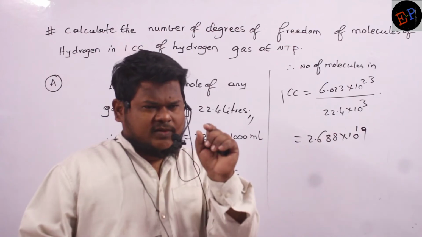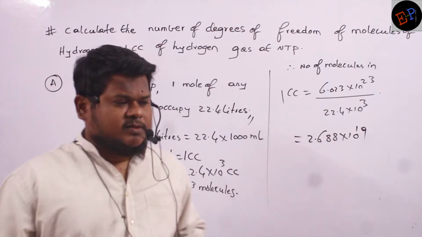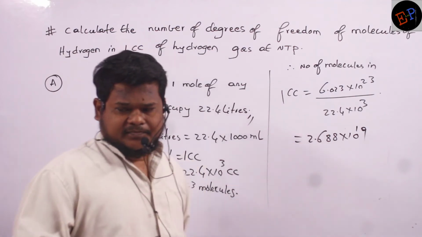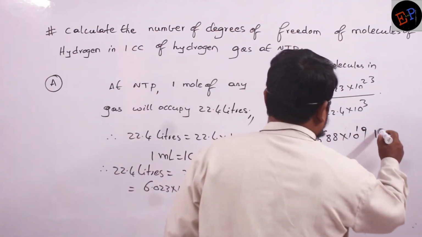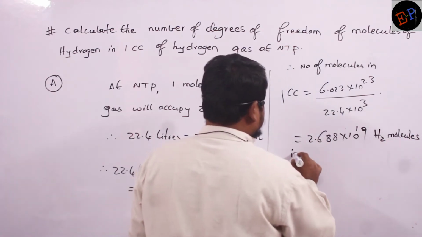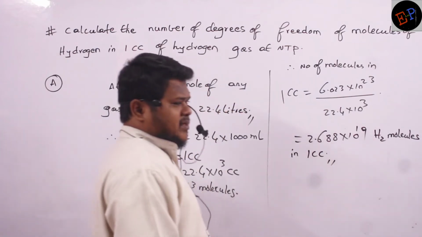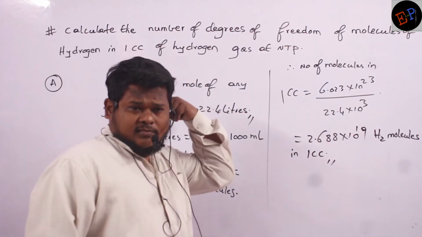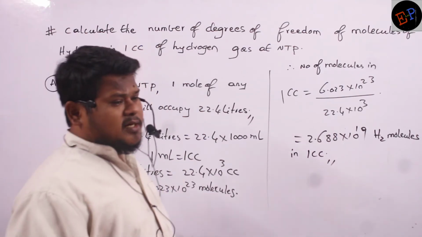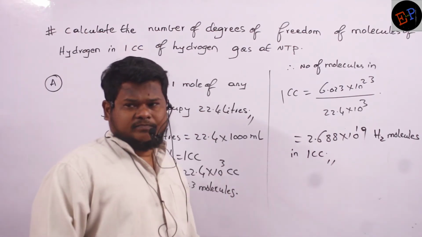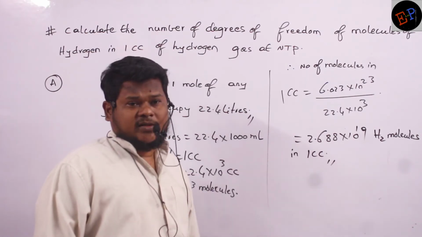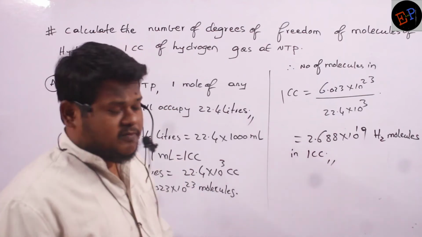When cc means a very small volume, in this much volume, these many hydrogen molecules will be present. Are you able to understand? So these are H2 molecules in 1 cc. And is the H2 molecule diatomic, monoatomic or triatomic? Diatomic molecule. Each diatomic molecule will have how many degrees of freedom? 5 degrees of freedom. How many molecules are there? These many molecules are there. So total how many degrees of freedom?